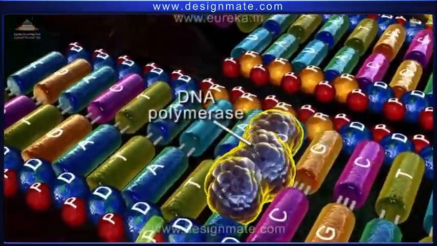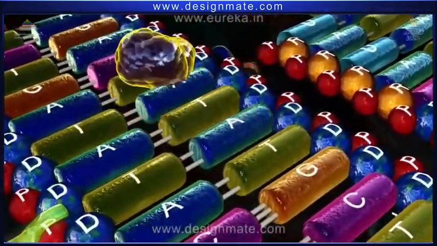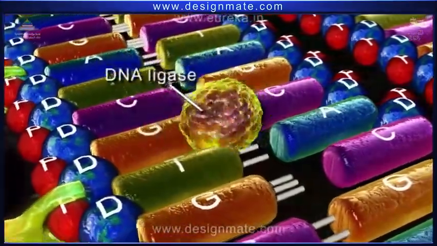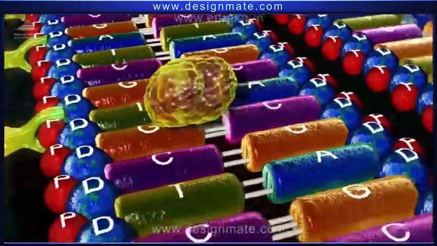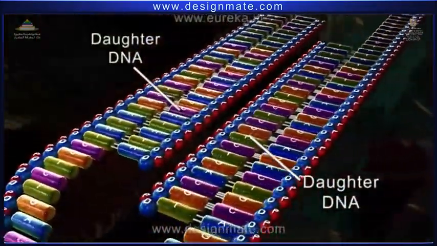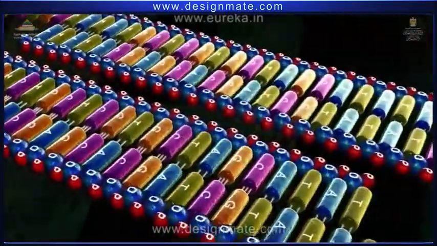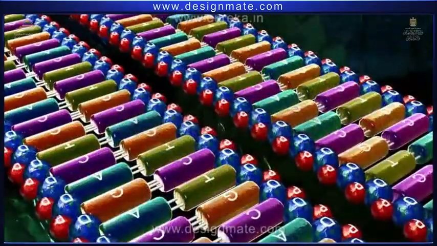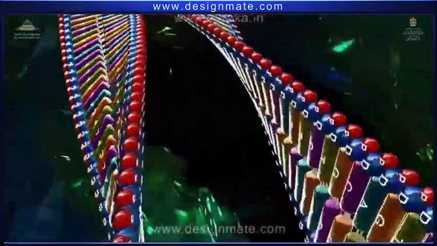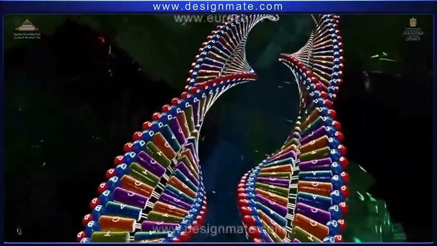Another DNA polymerase enzyme replaces the RNA primers with DNA molecules. DNA ligase enzyme seals the gaps in the lagging strand. Eventually, two daughter DNA strands are produced. After the replication concludes, the uncoiled DNA starts recoiling and forms a double helix. Thus, two DNA helices are formed from a single helix.